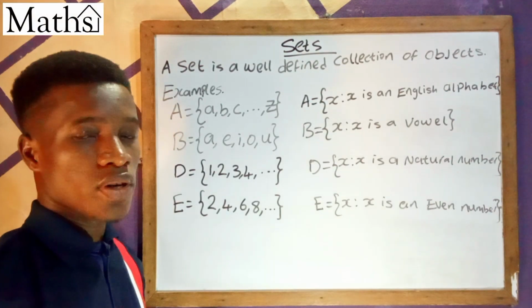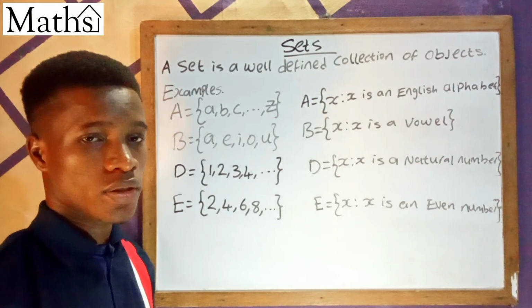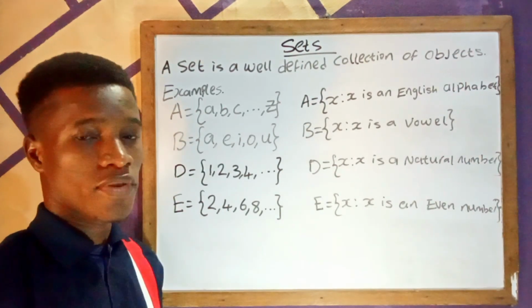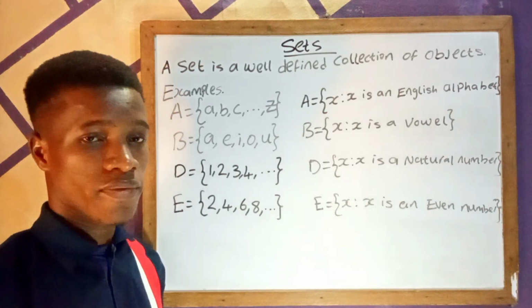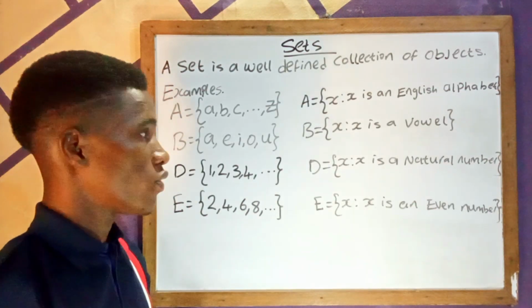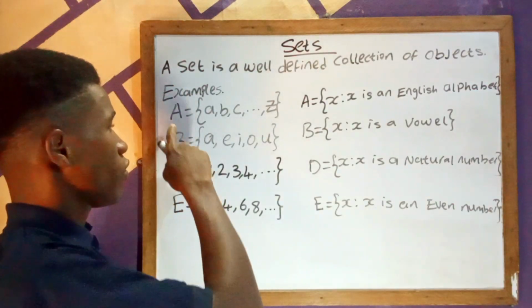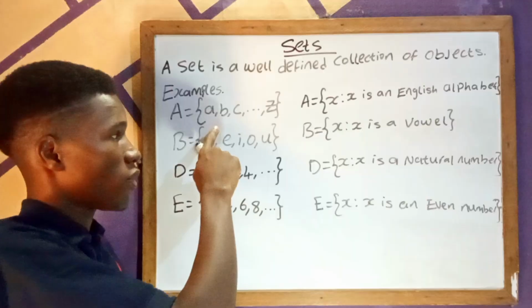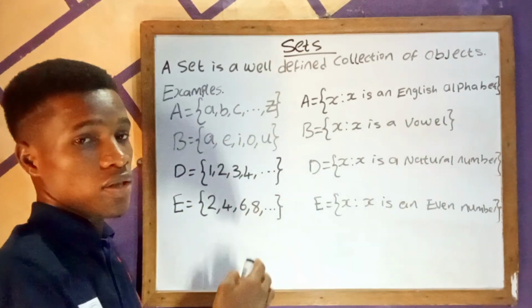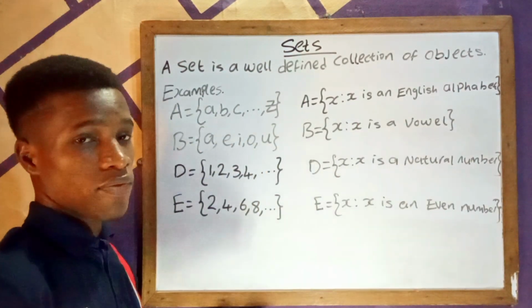A set is a well-defined collection of objects, which could be numbers, alphabets, names of persons, names of places. The condition is that it is well-defined. From the example we have here, see that the set is represented with the uppercase letter, while the element of the set is represented with the lowercase letter. That is in the case of the alphabet.